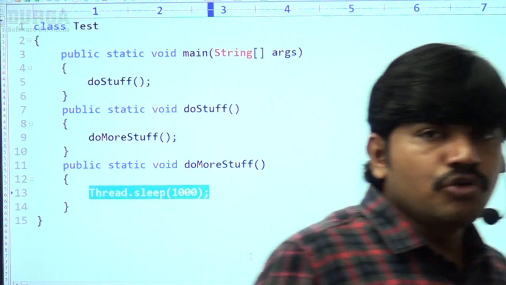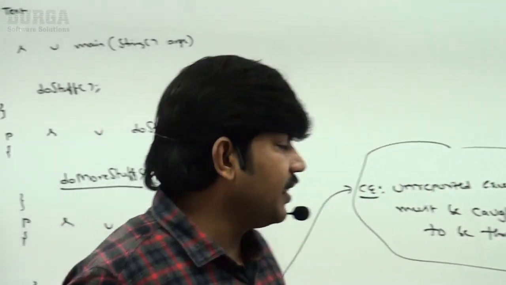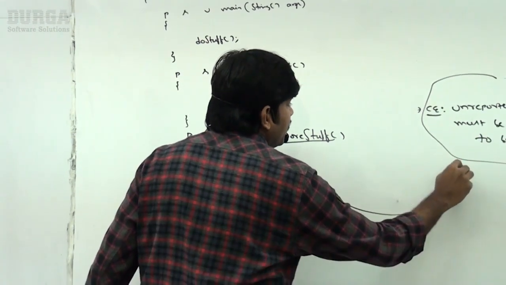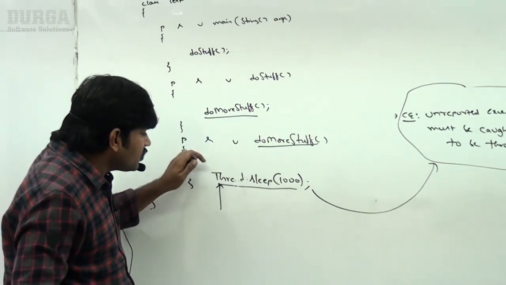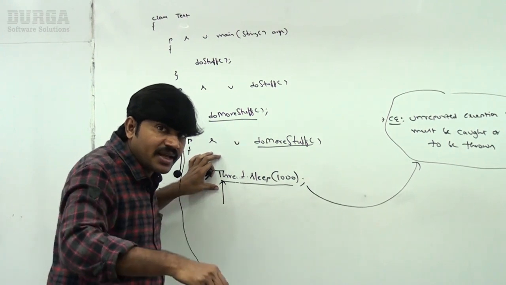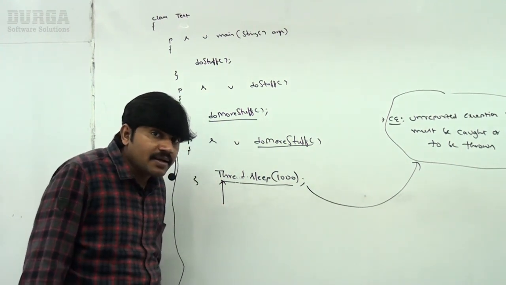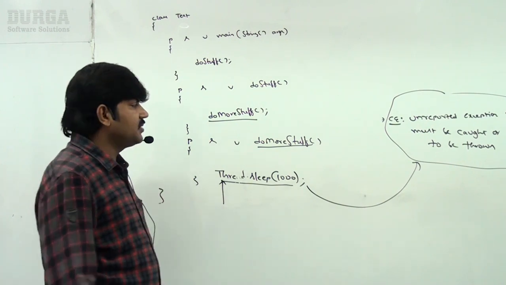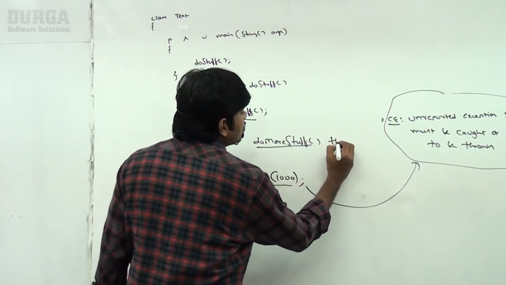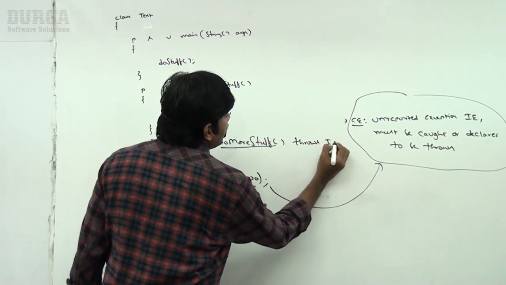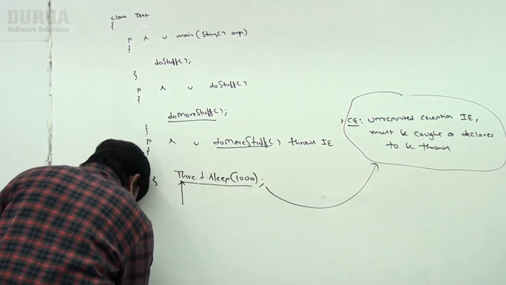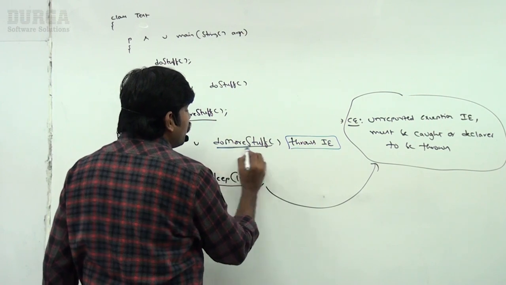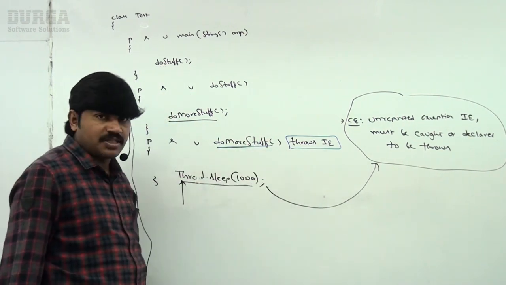Now how is doMoreStuff going to handle it? One way is, what is the first way? The first way is you can use a try catch. If you use a try catch and handle it, no problem. But second, I want to delegate this responsibility to the caller like this, right? Now throws IE. Are you getting this line? Who is keeping it? doMoreStuff is keeping throws InterruptedException.